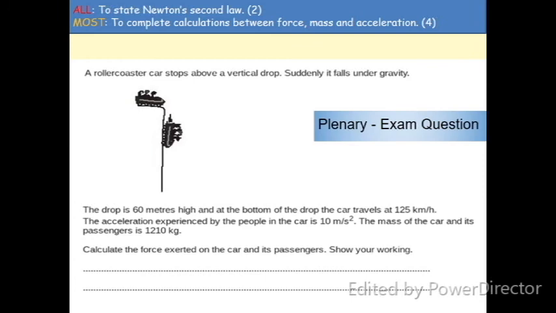The acceleration experienced by the people on the car is 10 meters per second squared. The mass of the car and its passengers is 1,210 kilograms. Calculate the force exerted on the car and its passengers. Show your working.